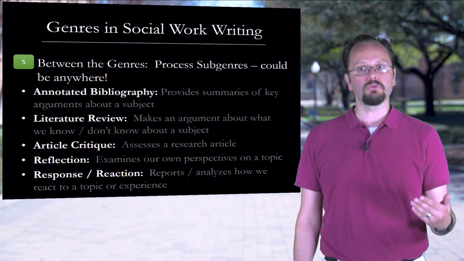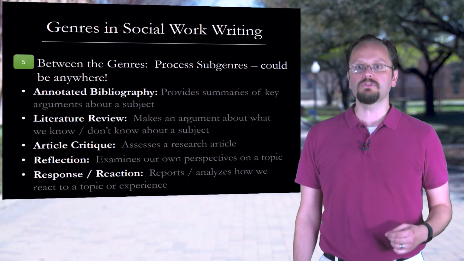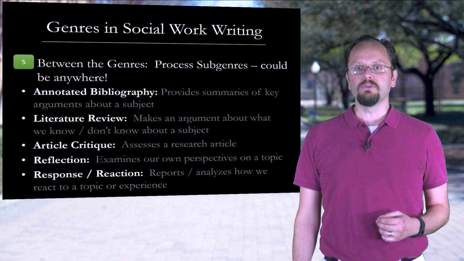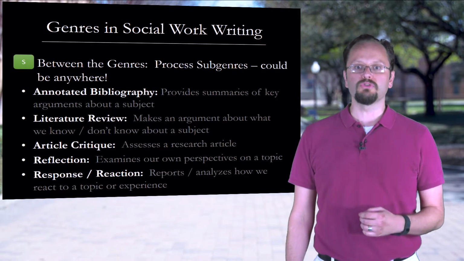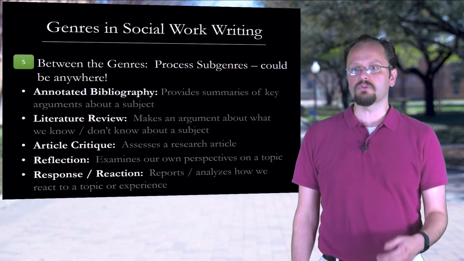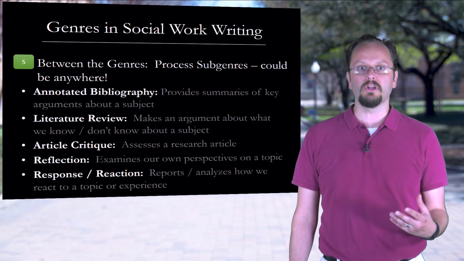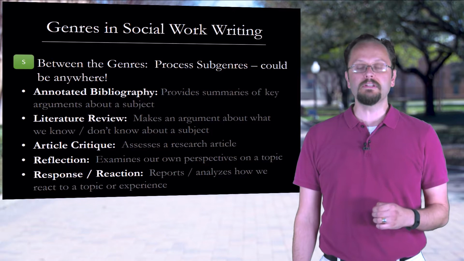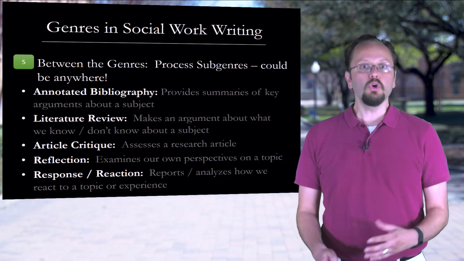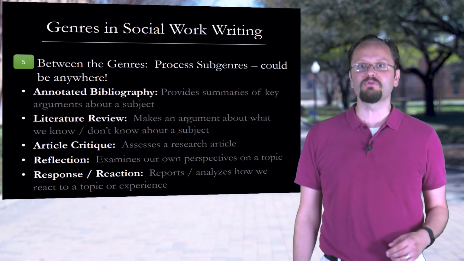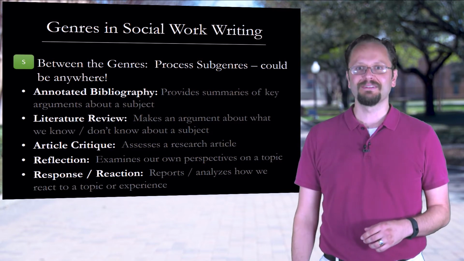We could write one for sources we'll be using in a practice-oriented, advocacy-oriented, or research-oriented project. The same goes for a literature review, which synthesizes conclusions from our sources, or an article critique, or a reflection or a response or reaction to source material that we're reading for any of those kinds of project. Basically, these process-oriented subgenres, as I call them, could be anywhere. They could be serving any kind of project, so they don't fall within one of those 3 primary categories.